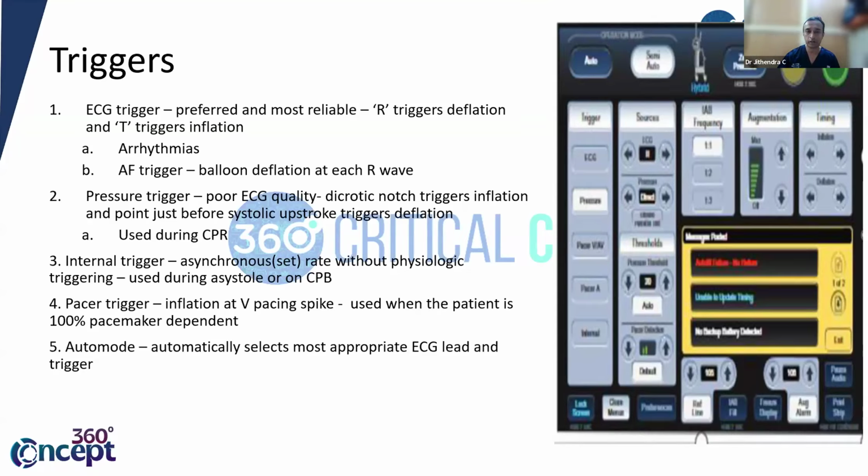So it is producing a dicrotic notch. So the IABP will continue to function with the pressure as the trigger. If it was ECG, you can change it to pressure trigger and continue your CPR. No need to panic about it.